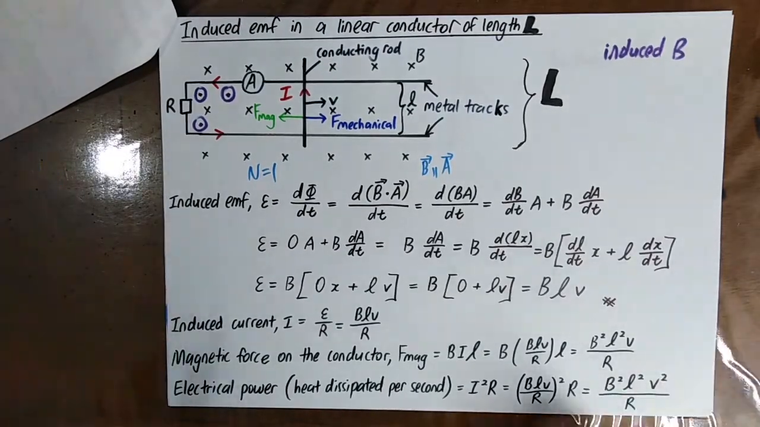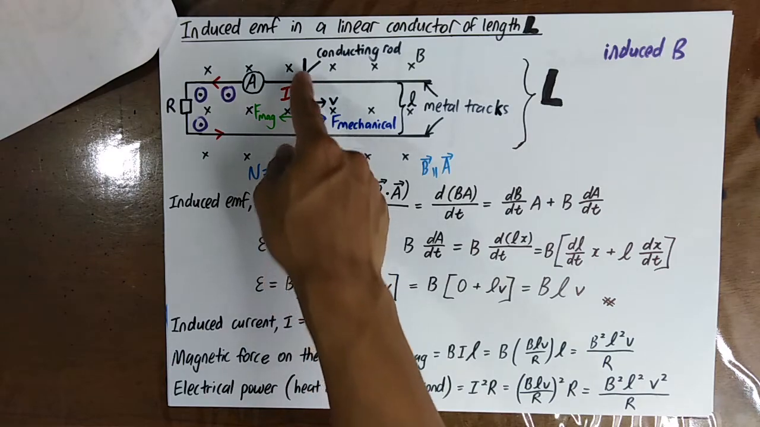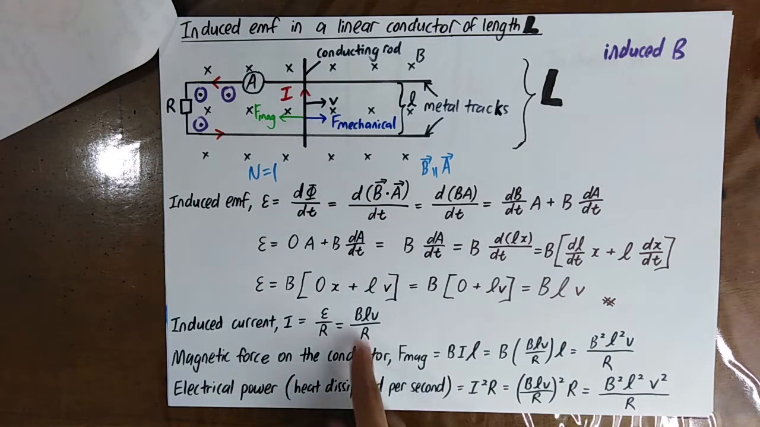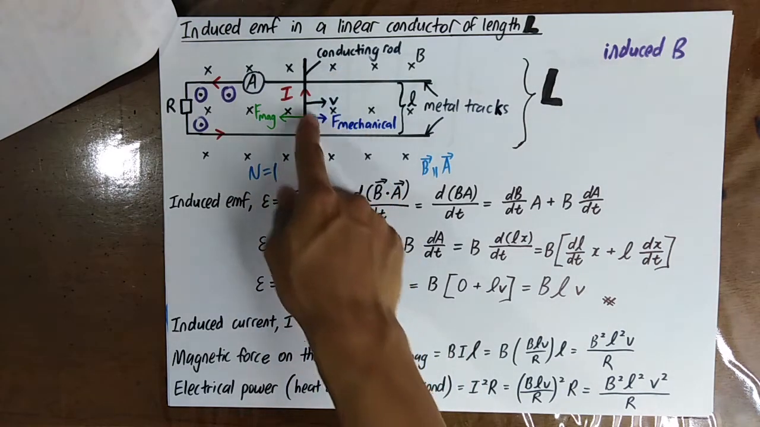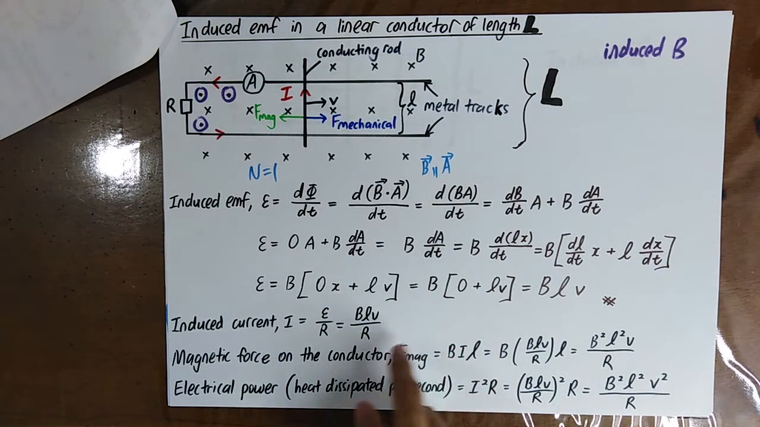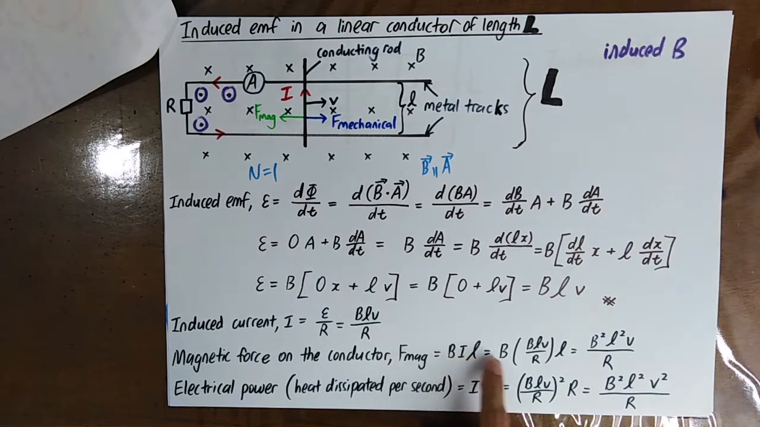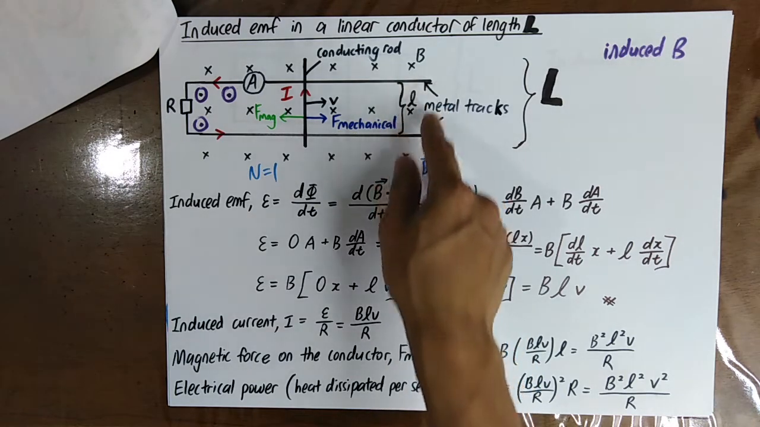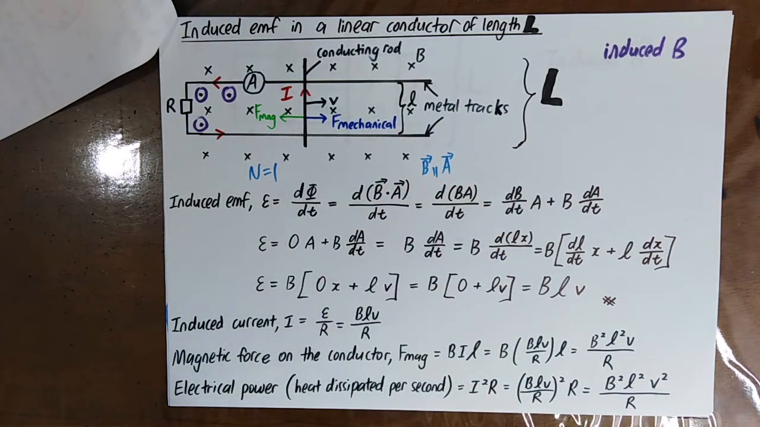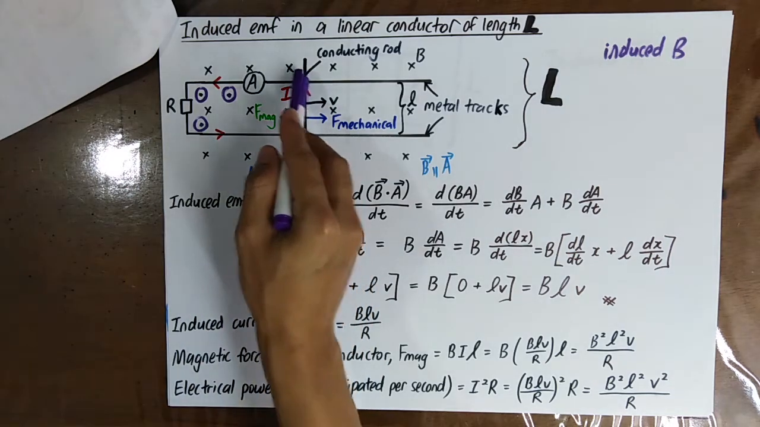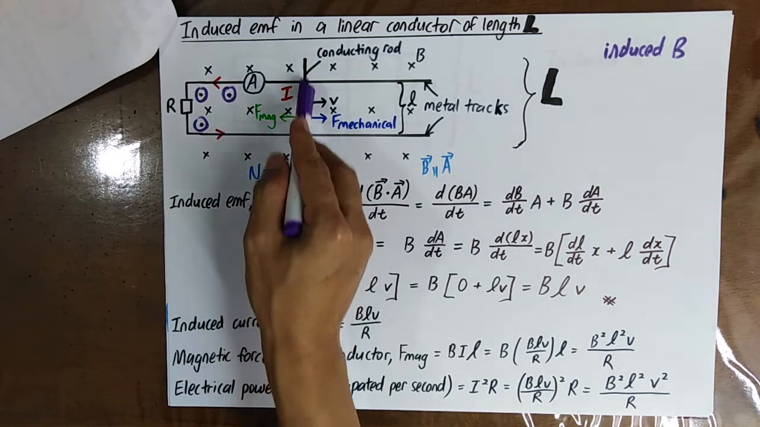So when there's current moving here, you know that there's magnetic force acting on the moving conductor. Because of BIL, you know that there's B, there's I, and then there's L. So of course there's some magnetic force acting on the conductor. And this magnetic force, which is this green color one, is BIL. And you notice that once again I use small l, which is the length between the metal tracks, because the current can only flow from here to here to here to here to here.